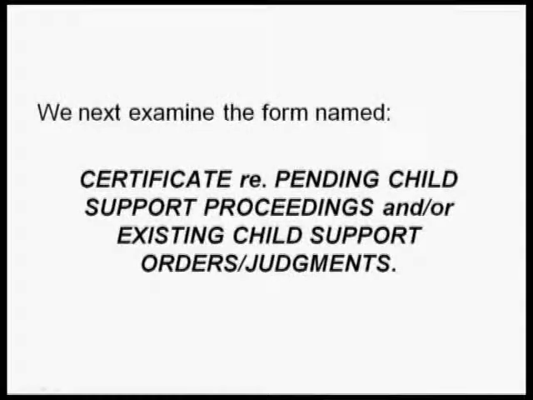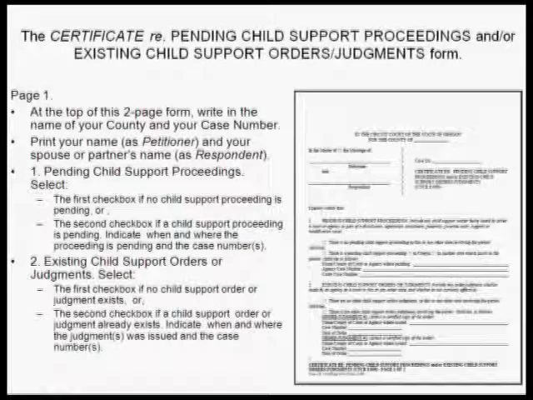We next examine the form named Certificate regarding pending child support proceedings and/or existing child support orders, judgments. Page 1. At the top of this two-page form, write in the name of your county and your case number. Print your name as petitioner and your spouse or partner's name as respondent.